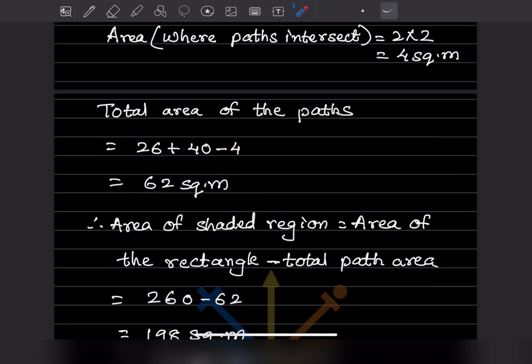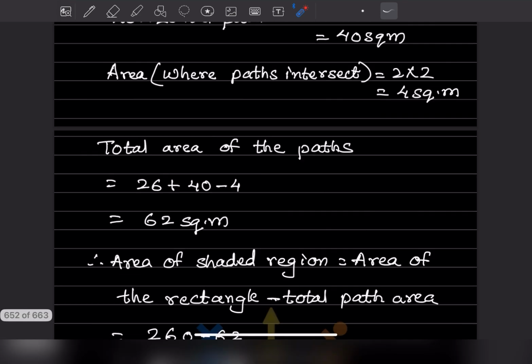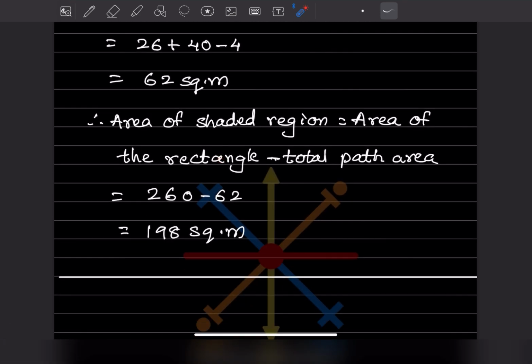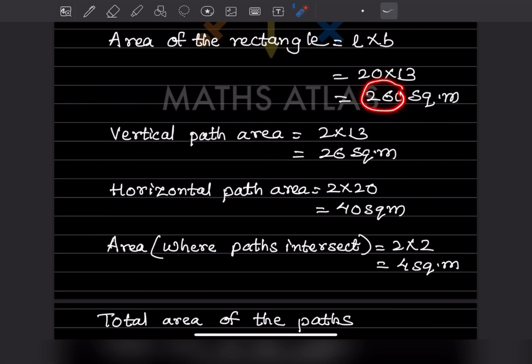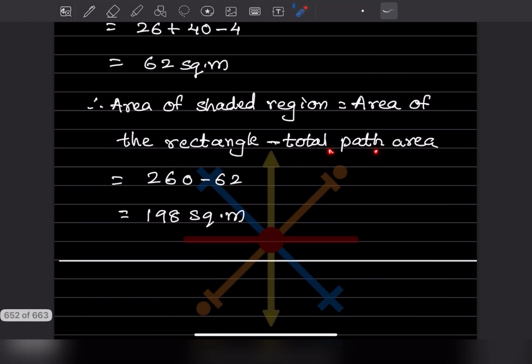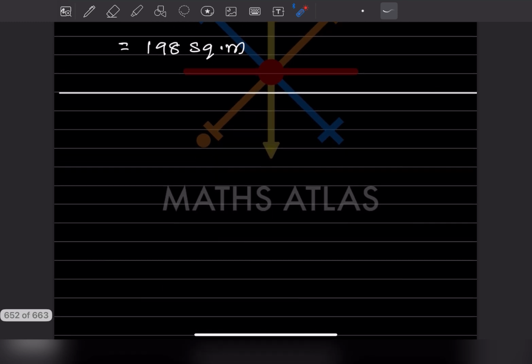Now we want the area of the shaded region, that will be the area of the rectangle, the outside part, minus the total path area. So the area of the rectangle we got as 260, minus the total path area, which we got as 62. So that will be 198 square meter.